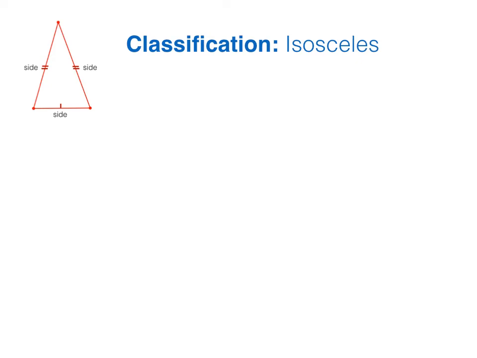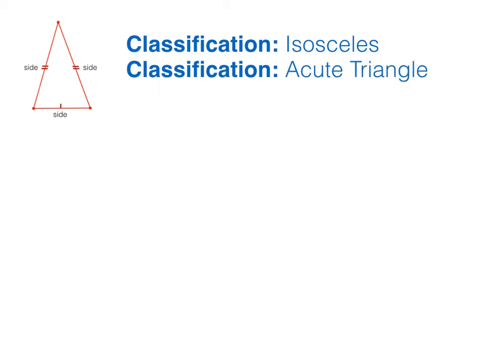So we look at the following triangle. We see that two sides are congruent and one side is unlike the other two. Now, we know that this triangle fits into an isosceles classification. Isosceles means that at least two sides are congruent. But we also know that the classification fits for acute triangles because all the angles in the triangle are less than 90.